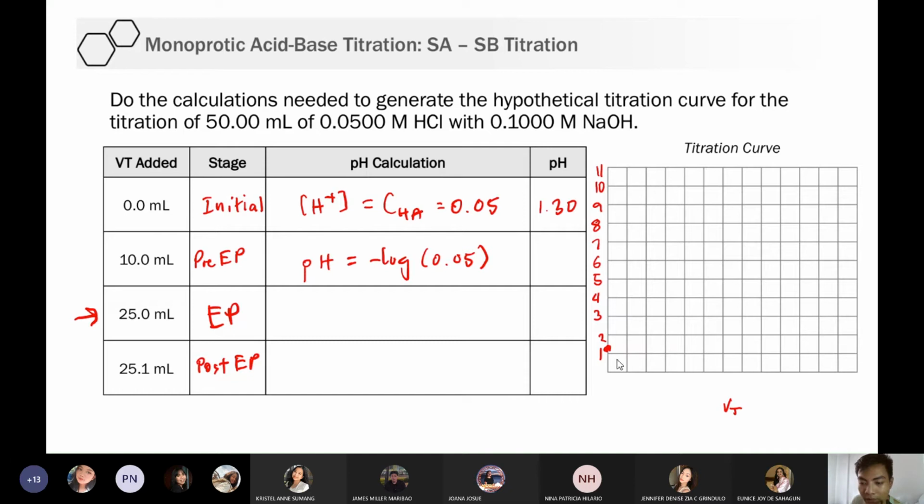Somewhere there. Okay? Ipapa-require ko ba kayo mag-graph? Hindi. Bakit ako nag-graph dito? Wala lang. Para makita nyo yung curve. Para masanay kayo sa curve. Pero hindi nyo gagawin to, ha? Wag mag-worry masyado. Gusto ko lang ipakita yung curve. Okay, so again, the initial pH can be calculated from the concentration of the acid. Negative log mo lang yun. Yun na yun.